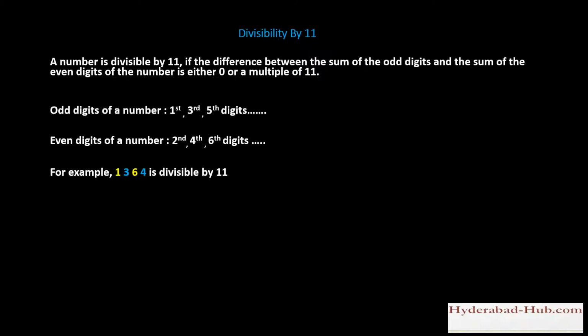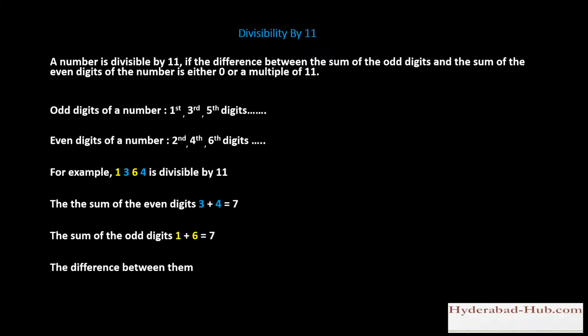For example, 1364 is divisible by 11. The sum of the even digits 3 plus 4 equals 7. The sum of the odd digits 1 plus 6 equals 7. The difference between them is 0. Hence, 1364 is divisible by 11.